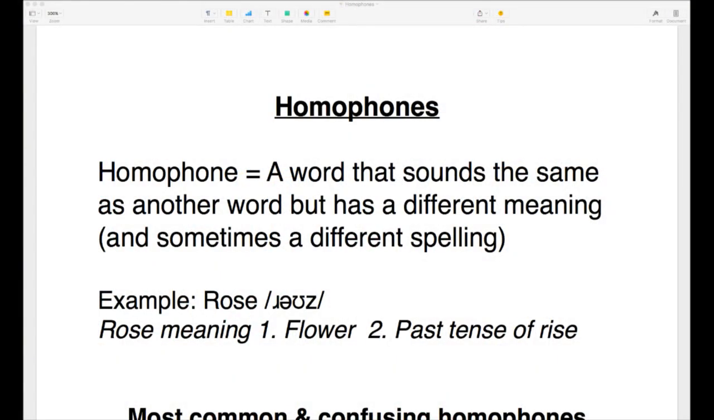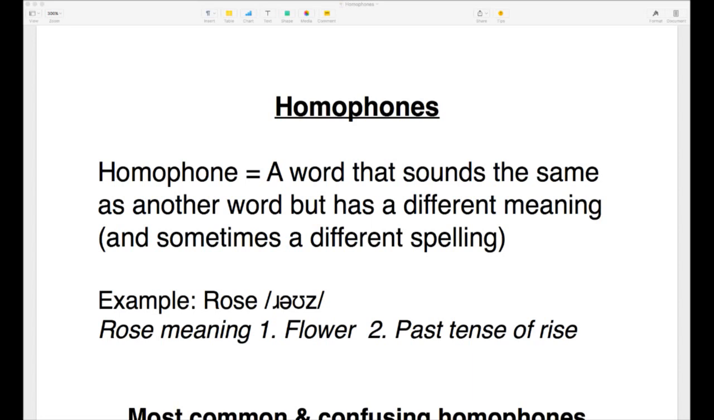So a homophone is a word that sounds the same as another word but has a different meaning and sometimes a different spelling. In fact, in the cases that we're going to cover today, most of them have a different spelling. So a homophone is a word that sounds exactly the same as another word, but it has a different meaning and usually a different spelling.